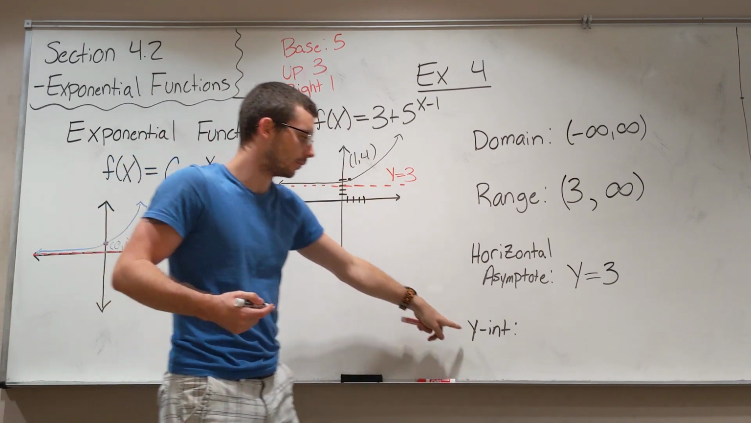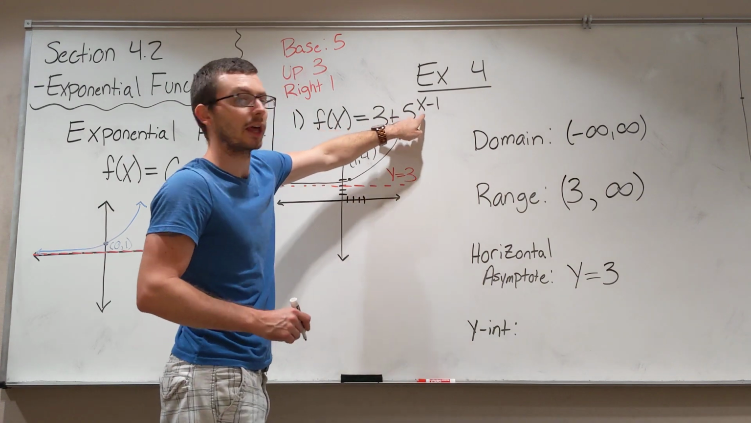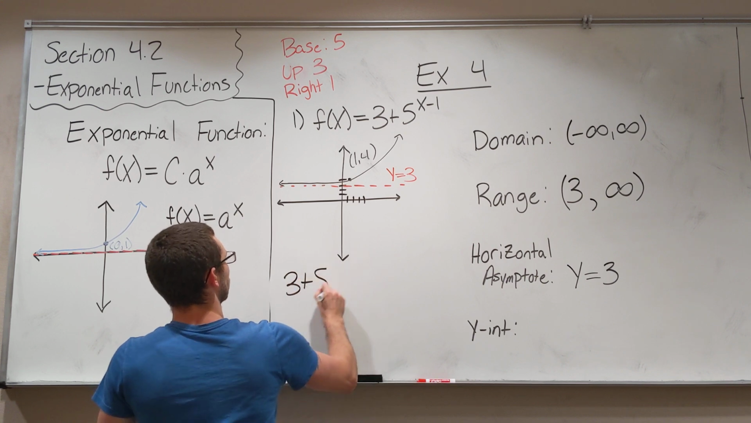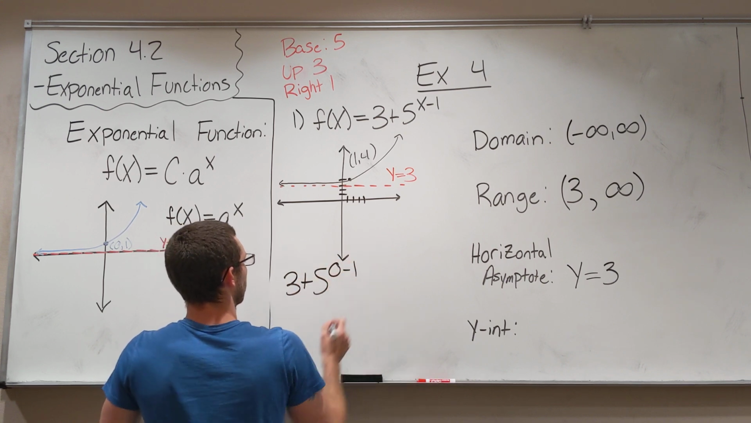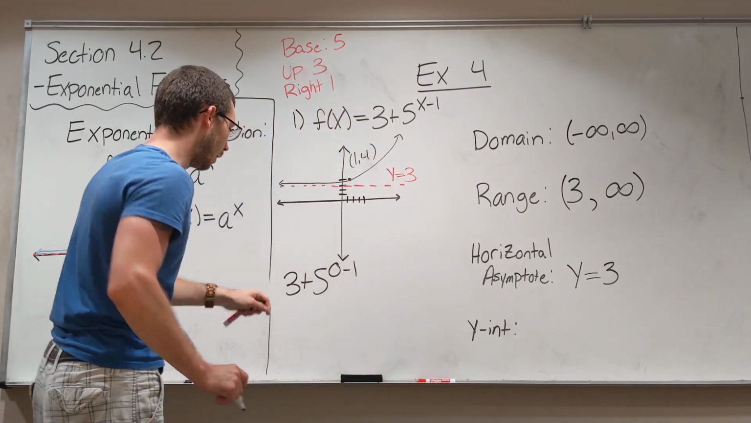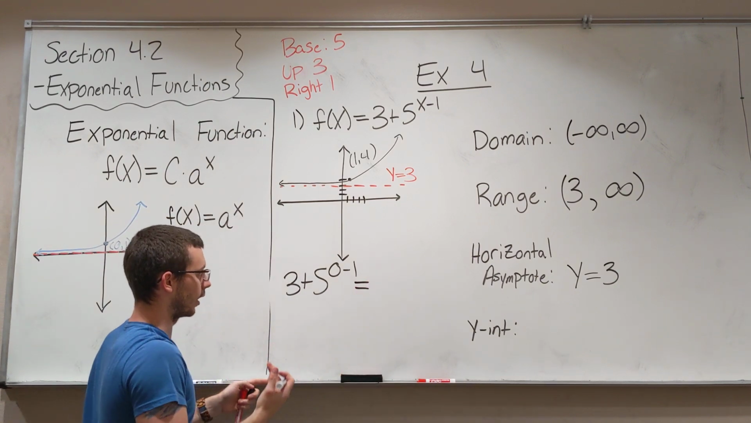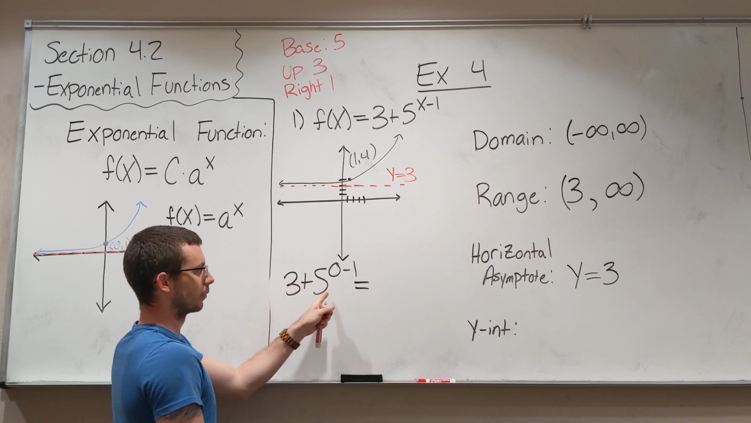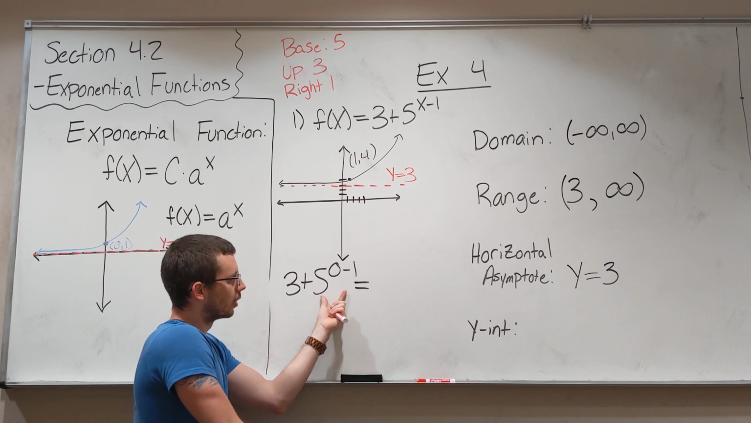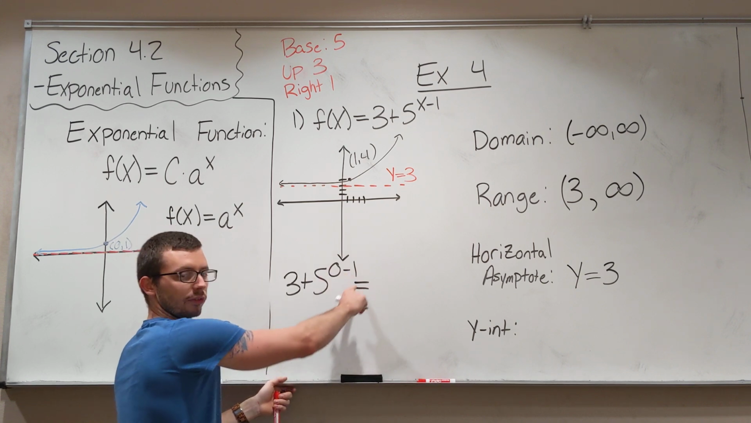Remember, the y-intercept, you gotta set x equal to 0 and solve for y. So let's go ahead and set x equal to 0 and do just that. So here, it's 3 plus 5 raised to the 0 minus 1. This is scratch work off to the side. Well, this is 3 plus 5 to the negative 1. If you try to put this in your calculator, it'll give you a nice decimal. But this does represent 1 over 5.